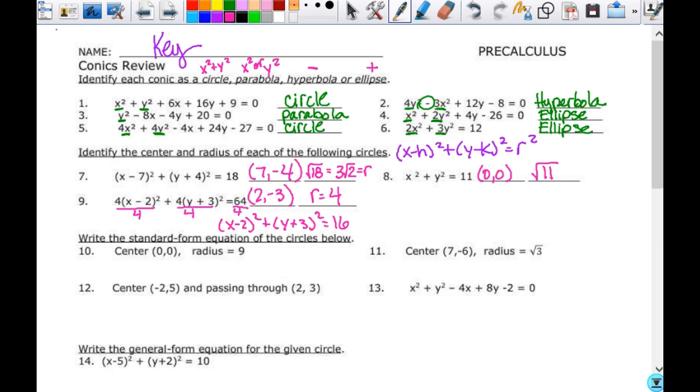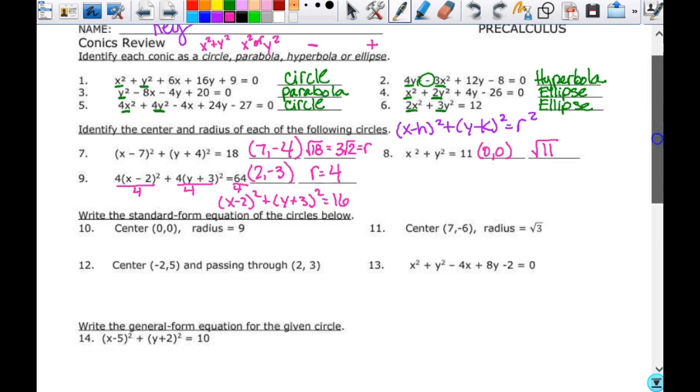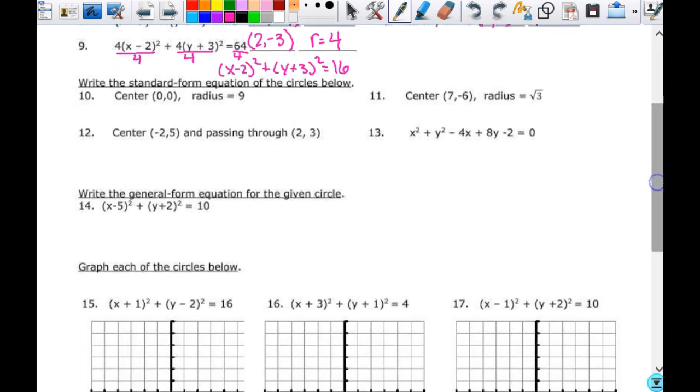All right, then standard form equation of circles. Given the center and the radius, this should be a pretty easy thing to substitute back in. So x minus h, y minus k, but it's just 0, 0, so just x squared plus y squared. The radius is 9, so r squared there is 81. Here, x minus 7 squared plus y plus 6 squared equals r squared. The square root of 3 squared is 3.